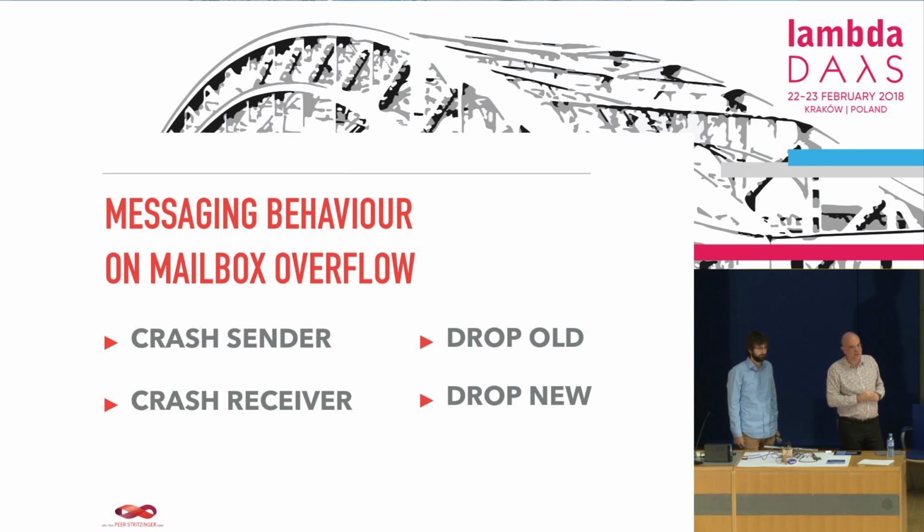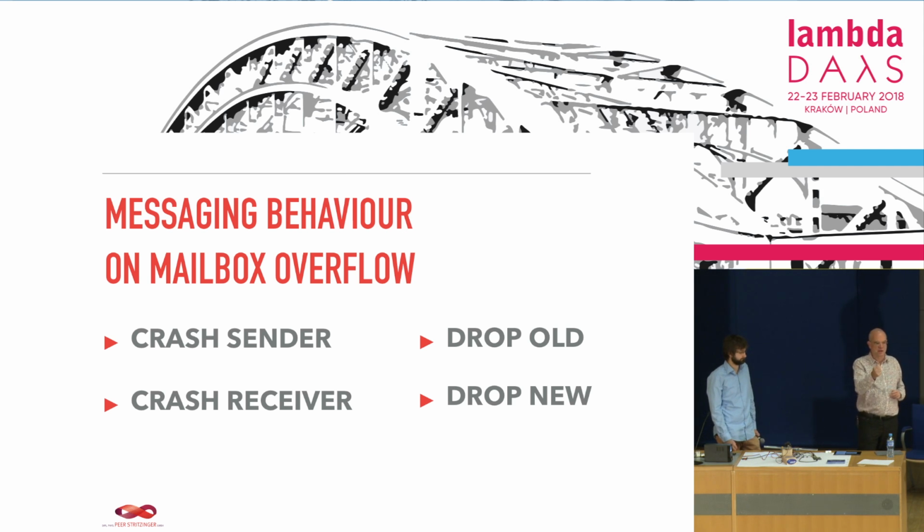So what do we do on message overflow? There's basically 4 possibilities. We can crash the sender because it sends too much. We can crash the receiver because it's too slow eating up the messages. Or we can drop messages. And there are 2 variants: drop the old message that's already in the mailbox, or drop the new message that just came in. For example, if I have a new temperature reading, I don't care about the last temperature reading anymore. I just drop it. I work with the latest sensor reading, so that would be dropping the old one.